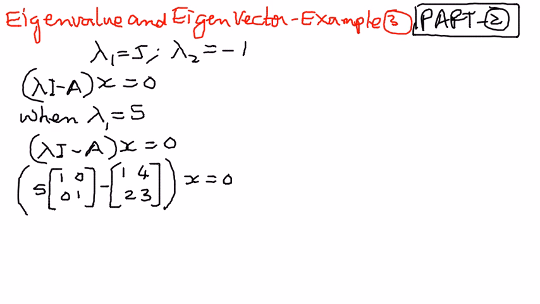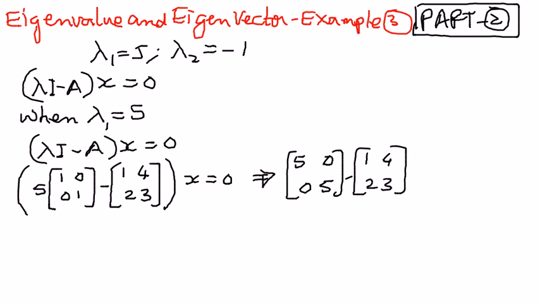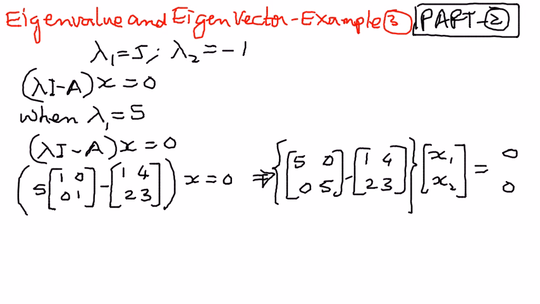to 0. Now I can also write this by distributing the eigenvalue to every one of the terms in the identity matrix, so it looks like this: 5 0 0 5 minus the given matrix 1 4 2 3, and then this times the vector x1 x2 is equal to another vector, 0 0.